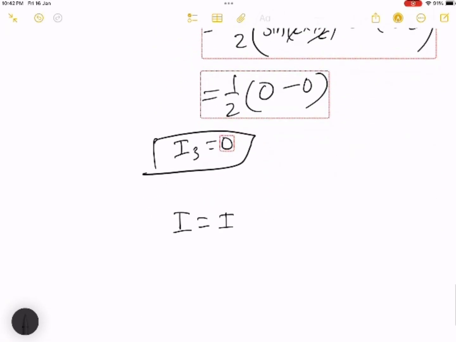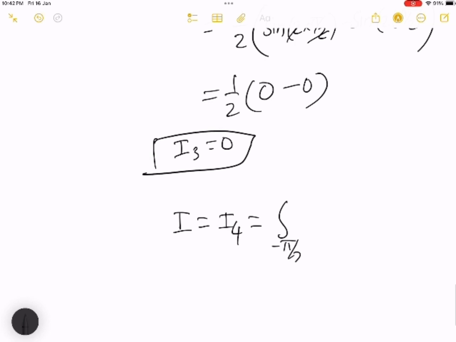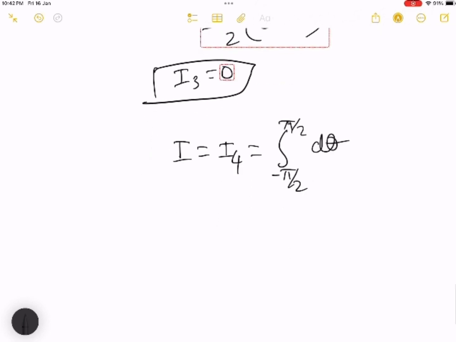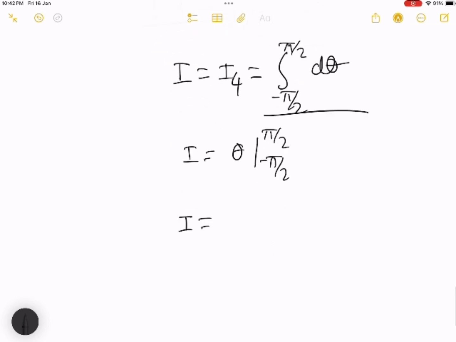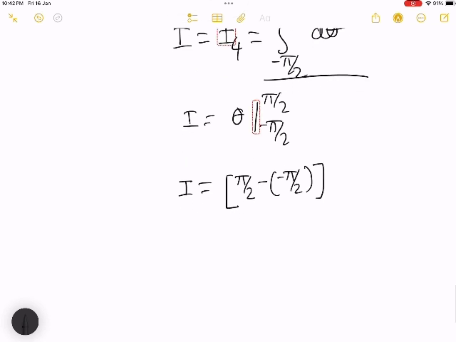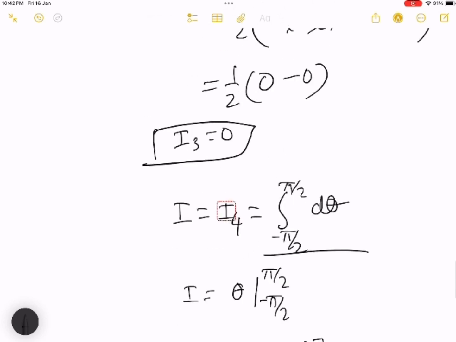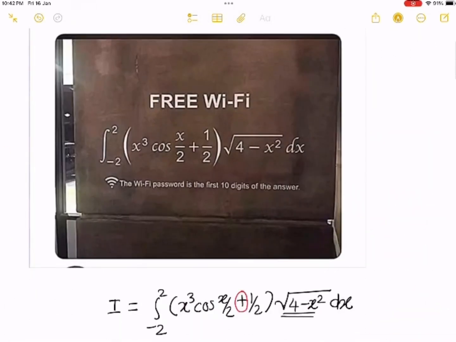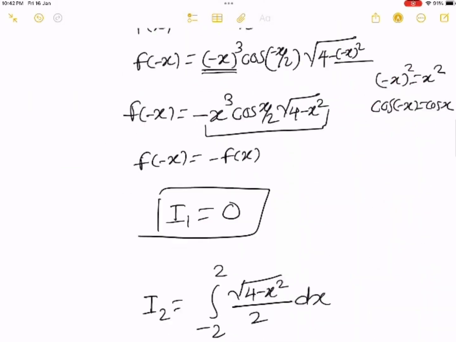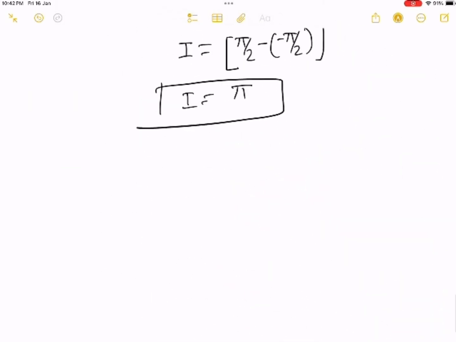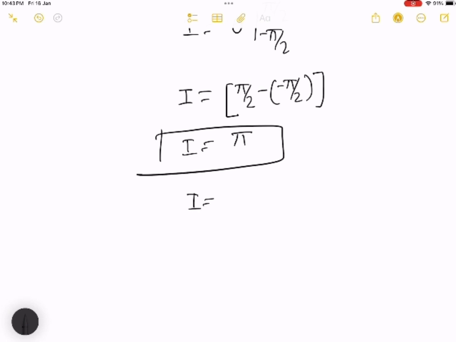So now our overall integral is just I4, which is nothing but minus pi by 2 to pi by 2 and just d theta. So this is really simple because integration of d theta is just theta. So we have theta, which goes from minus pi by 2 to pi by 2. So our integral is, just put the limit, pi by 2 minus minus pi by 2. So minus minus plus, so I equals pi. Now we already got our answer. In the question, in the post, it was like the first 10 digits of the answer. So we already have our answer, our integral I equals pi.